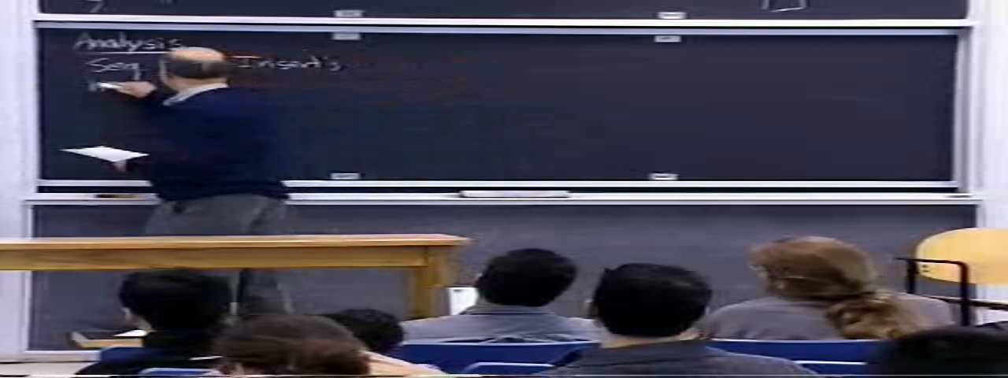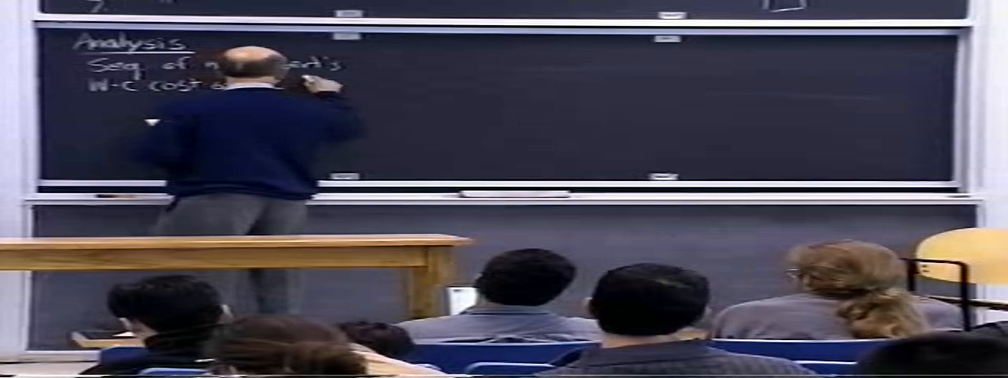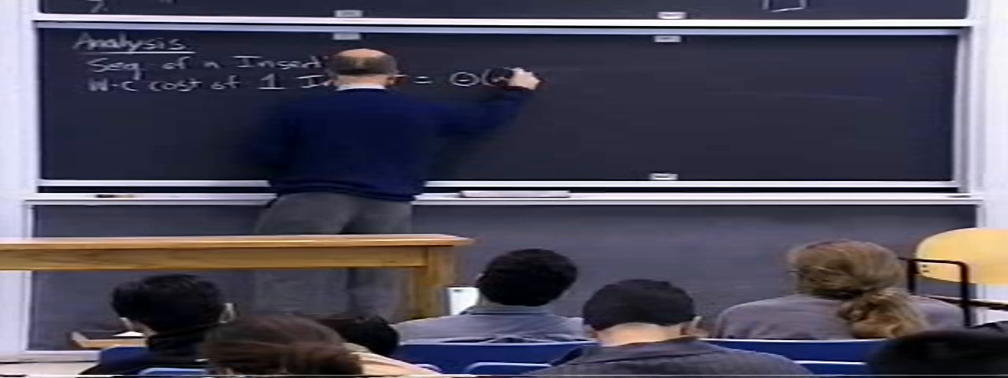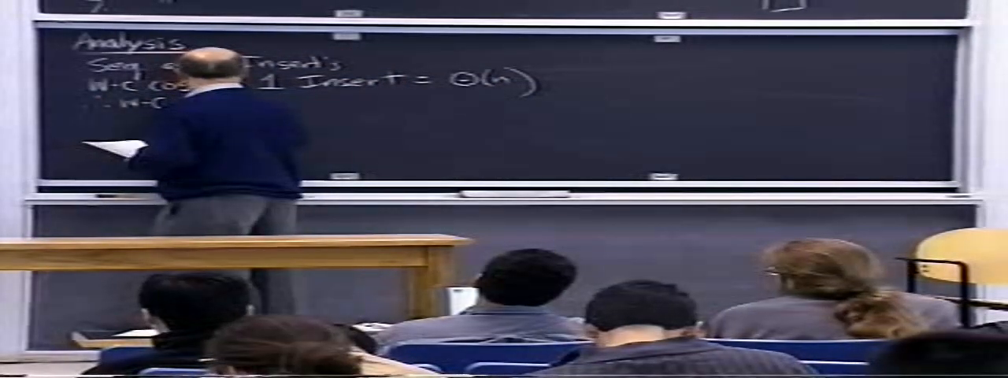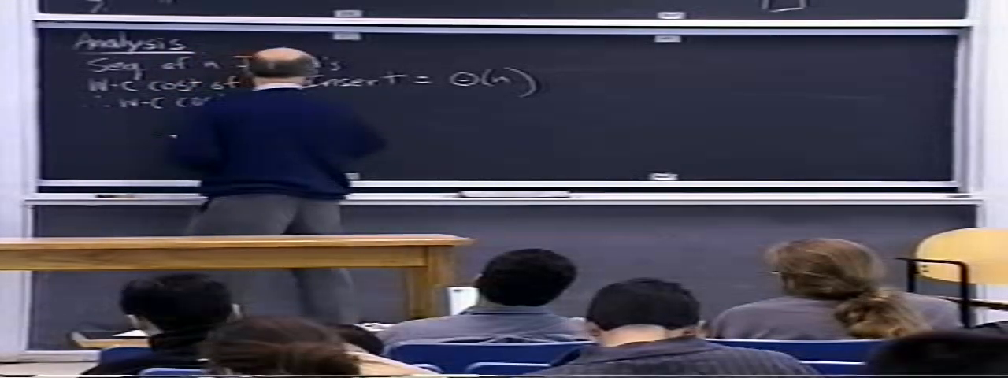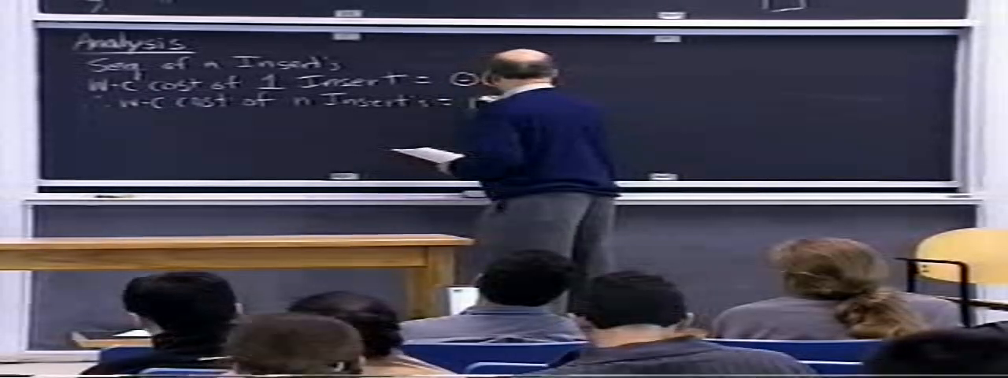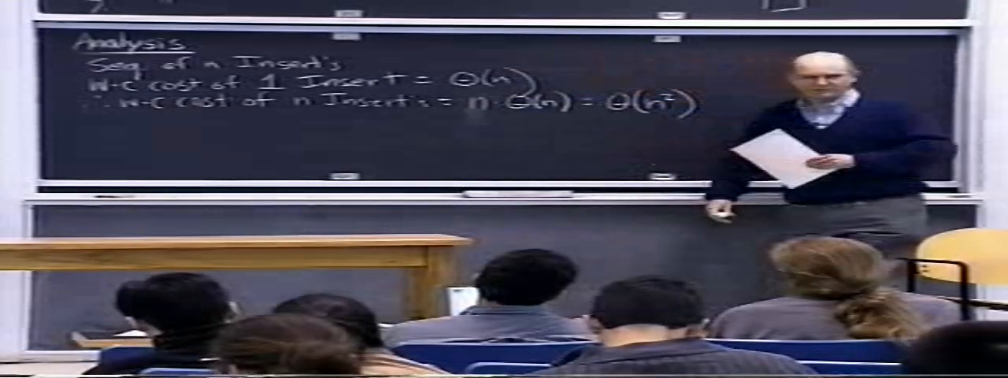So the worst case cost of one insert is order n. And so therefore, since I'm doing n inserts, the worst case cost of all n inserts is, let me just write it out, since there are n of them, and the worst case for one is order n, order n squared. That doesn't look like too good a method.